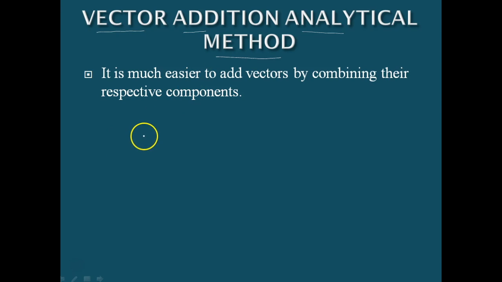Although the graphical method of adding vectors helps us in visualizing the vectors and the resultant vector, it is sometimes tedious and it has limited accuracy. So one of the disadvantages of this graphical method of adding vectors is that it is less accurate. The accuracy is less compared to this analytical method, and it is much easier to add vectors by combining their respective components. So you just consider two vectors A and B in xy plane.